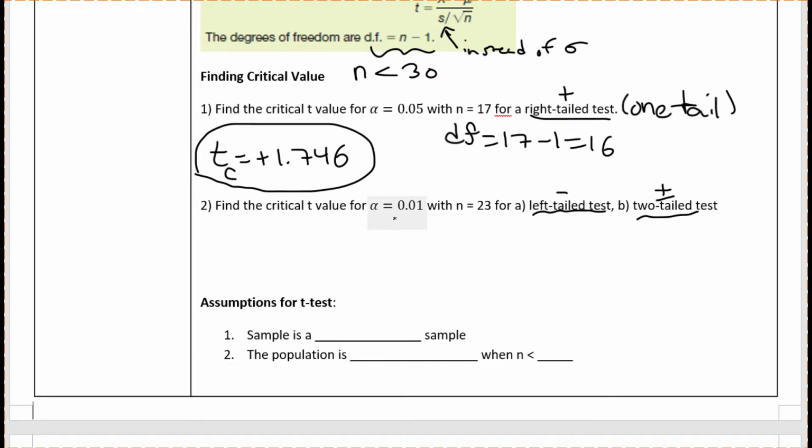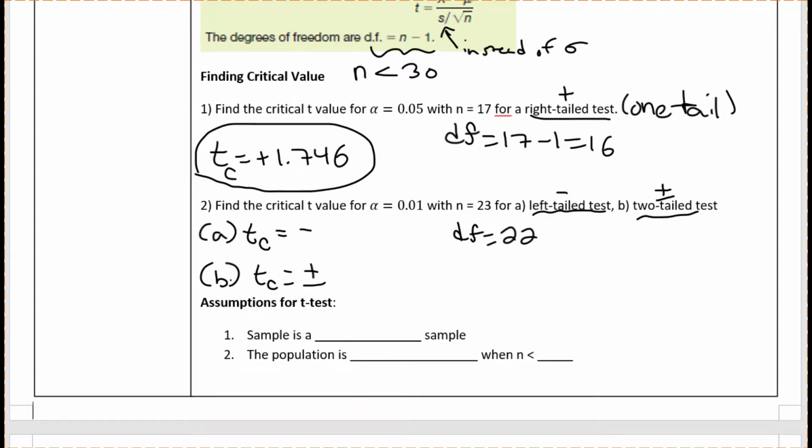All right, so then we're going to look up df is 22, so 22 with an alpha of 0.01. For part A, we're going to go ahead and find our t crit, but we know it's going to be negative. For part B, same thing, but it's going to be positive and negative.